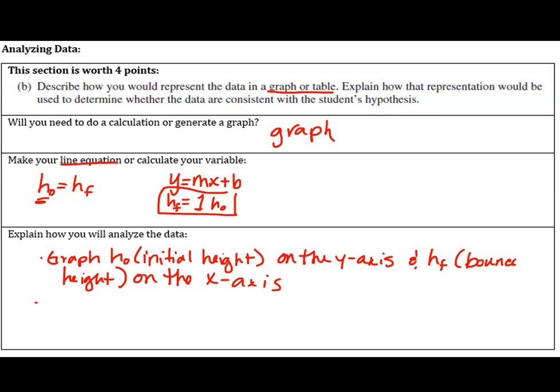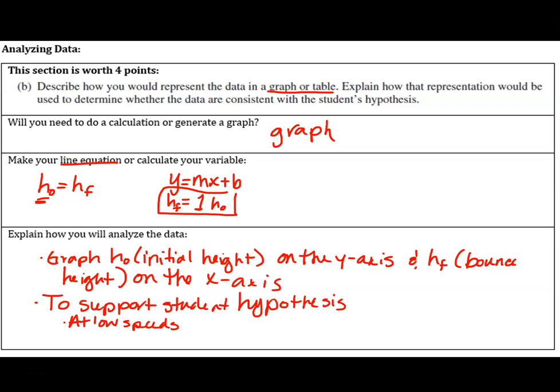And then if it supports the student's hypothesis, at low speeds the line of best fit should be close to 1, or a slope of 1.